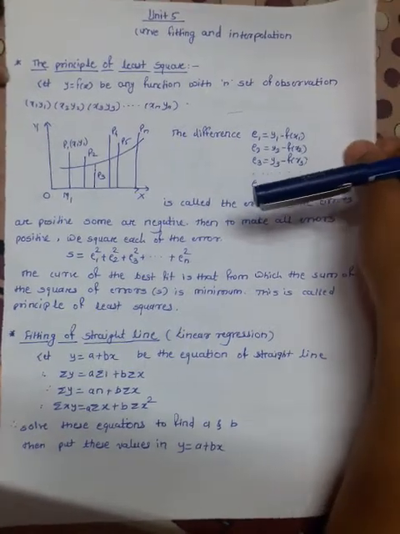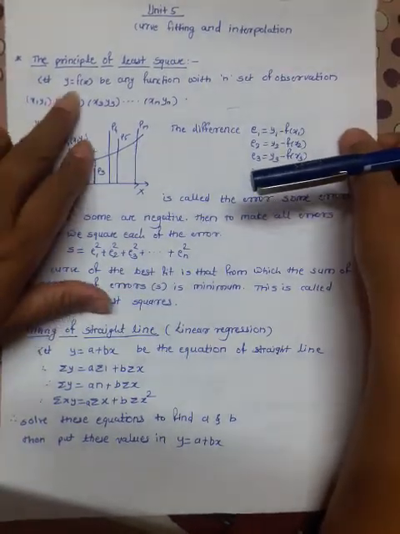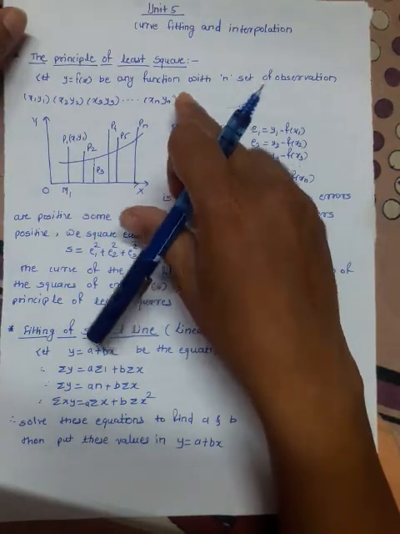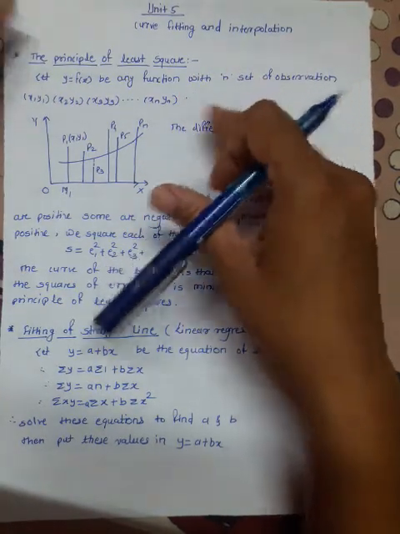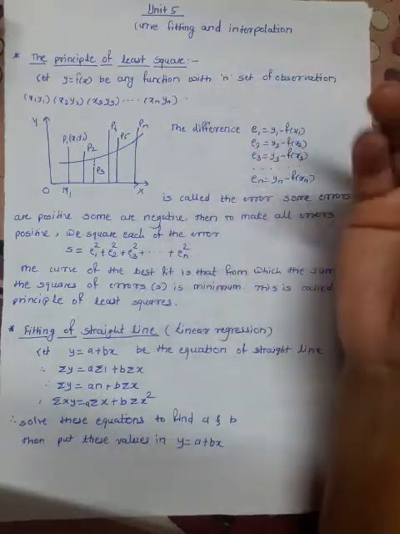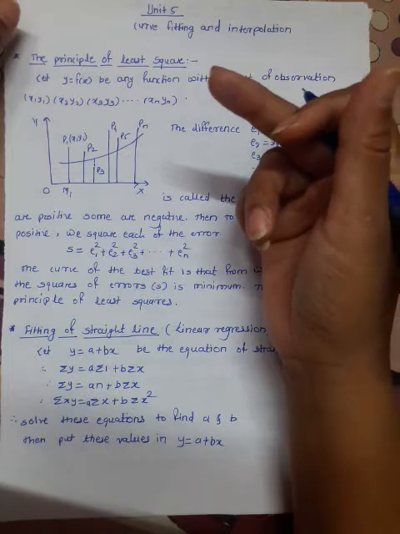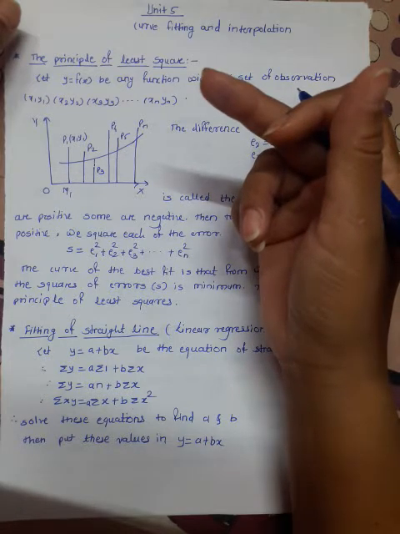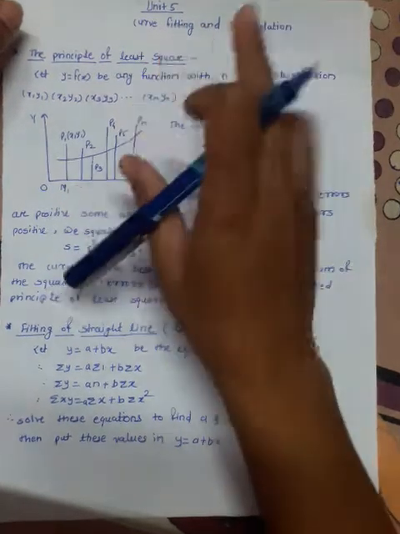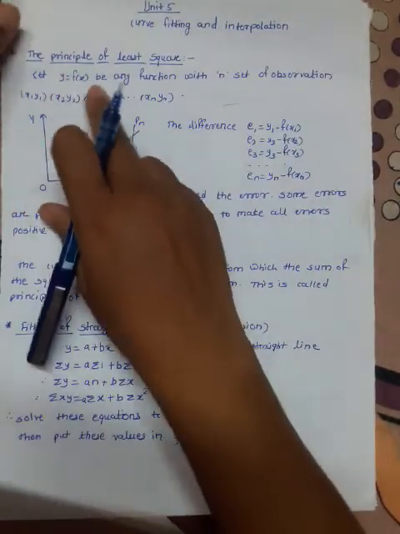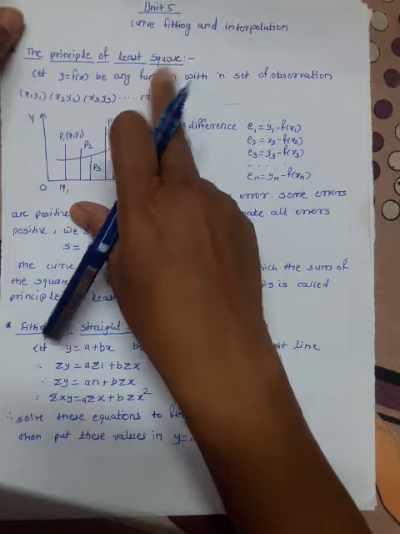Okay, let us see the principle. Let y is equal to f(x) be any function. The given equations or given examples contain x and y coordinate values. With the help of that, we have to fit the corresponding curve. For that, we need the principle, that is the principle of least square method.